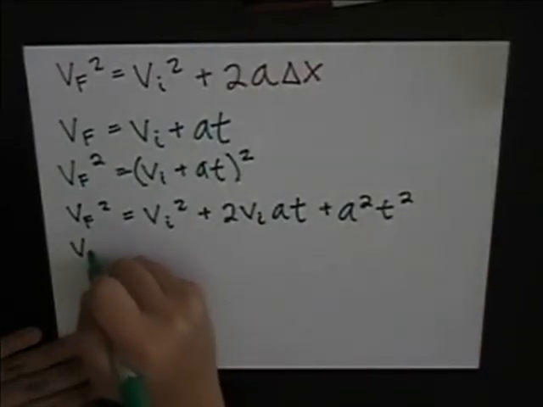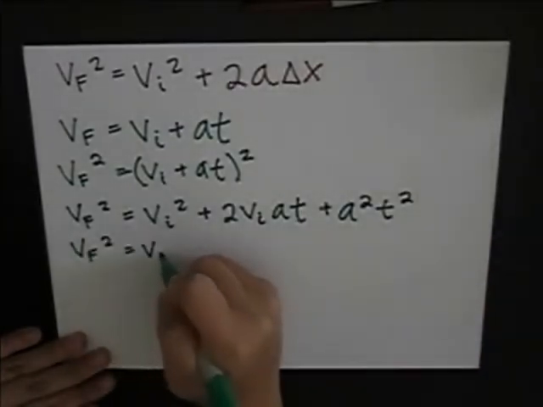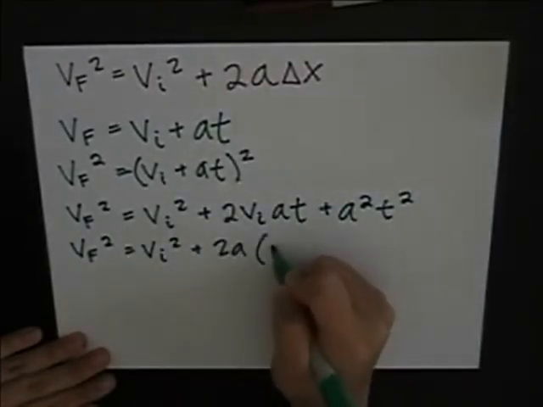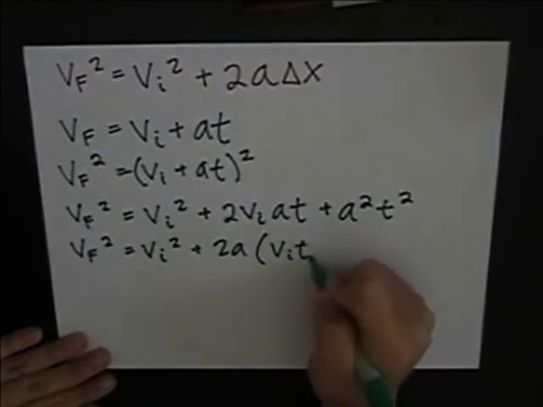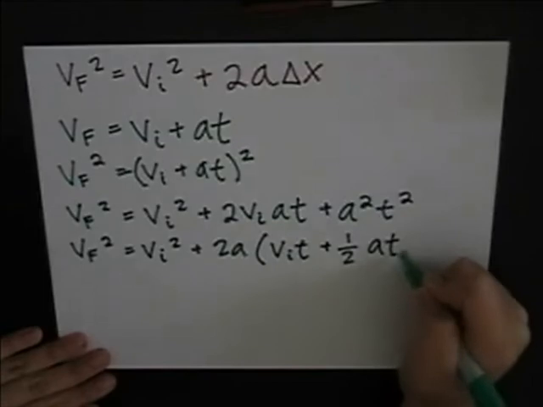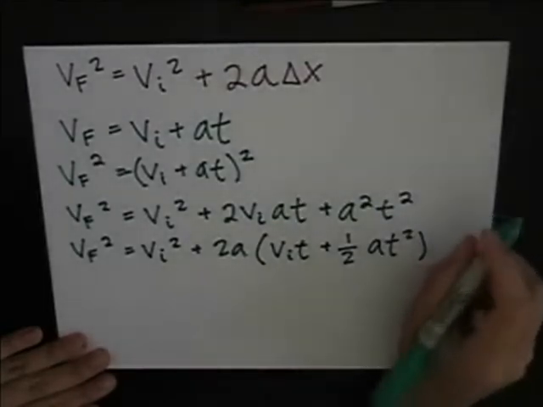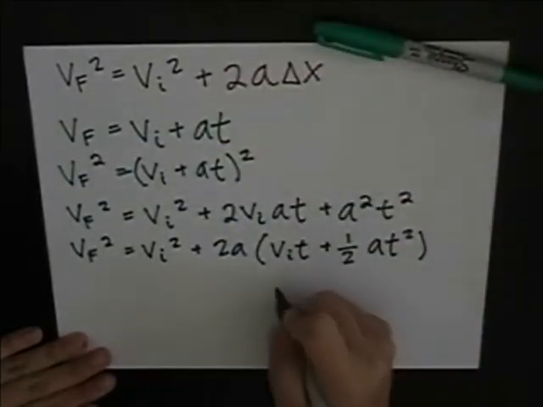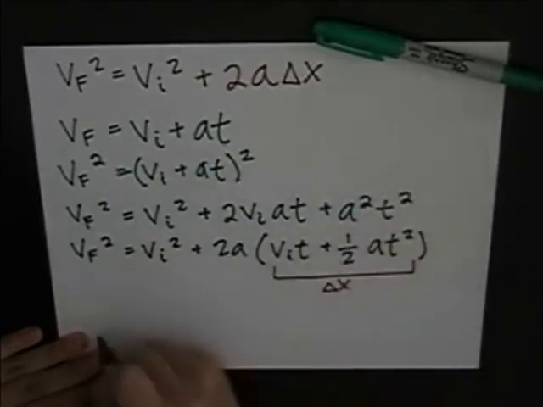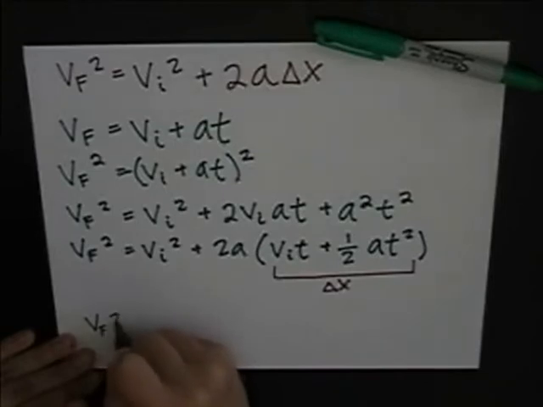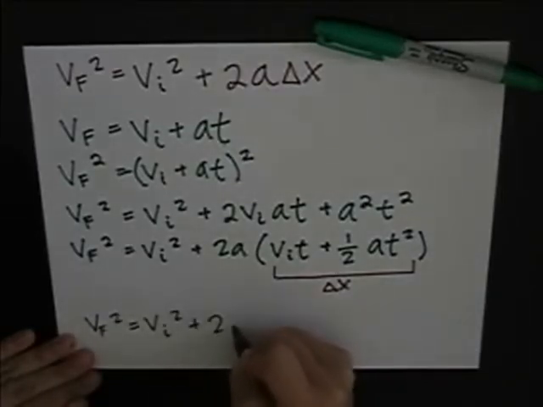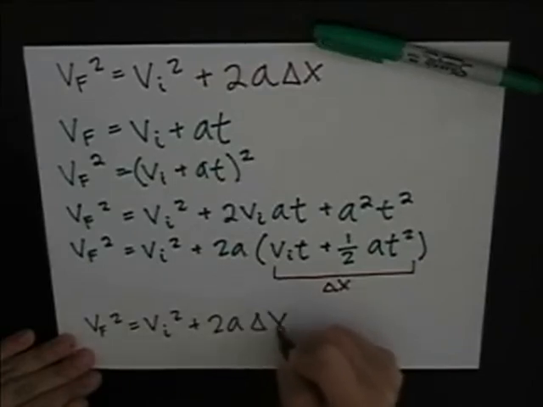Now, by working some algebra karate, we can pull out a 2a from the end of the equation. Many of you might be thinking, hey, the last part of the equation kind of looks like the equation for delta x. Well, my friends, you are right. So by rewriting the equation, we end up with what we started with: v final squared equals v initial squared plus 2a times delta x.